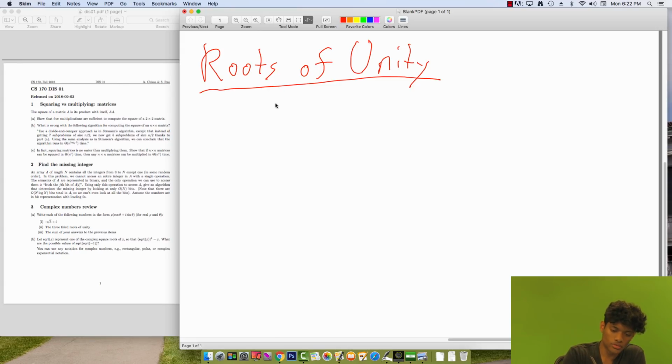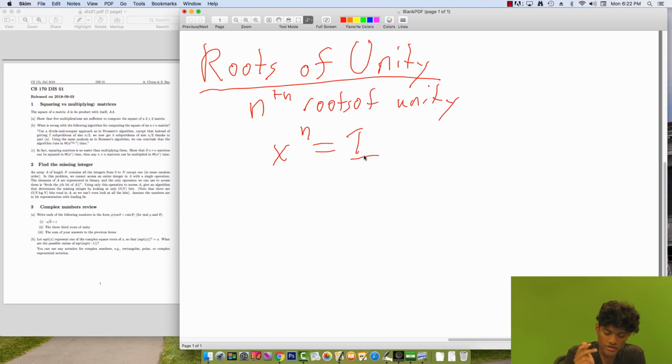We define the nth roots of unity to be all x such that x to the power of n equals 1. For example, the second roots of unity will be all the numbers that when squared are equal to 1. In this case, plus or minus 1, right? 1 squared equals 1, and negative 1 squared equals 1.